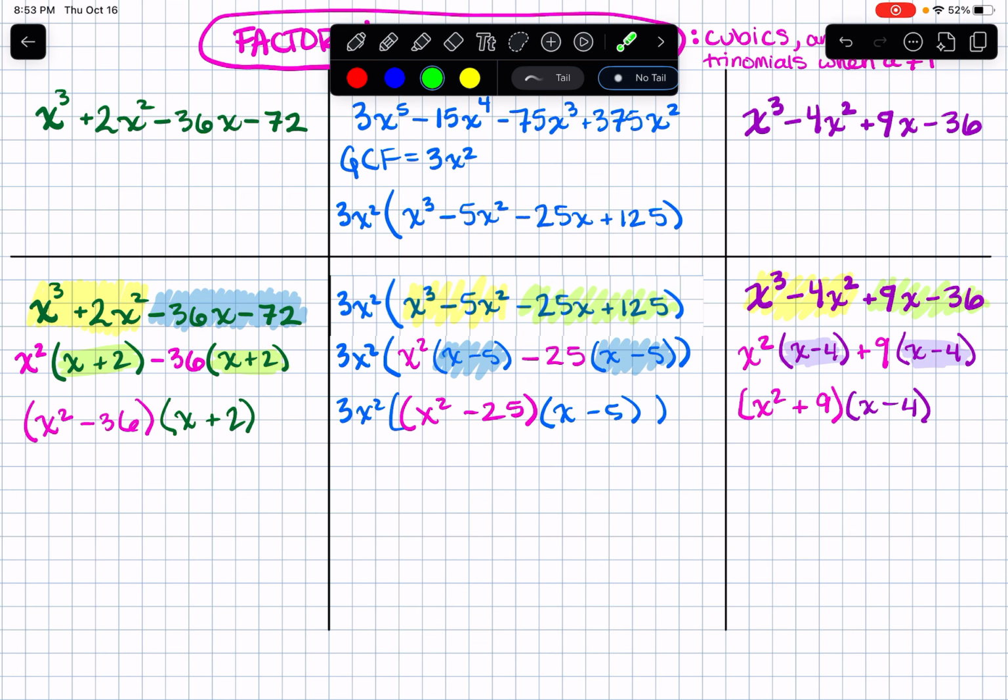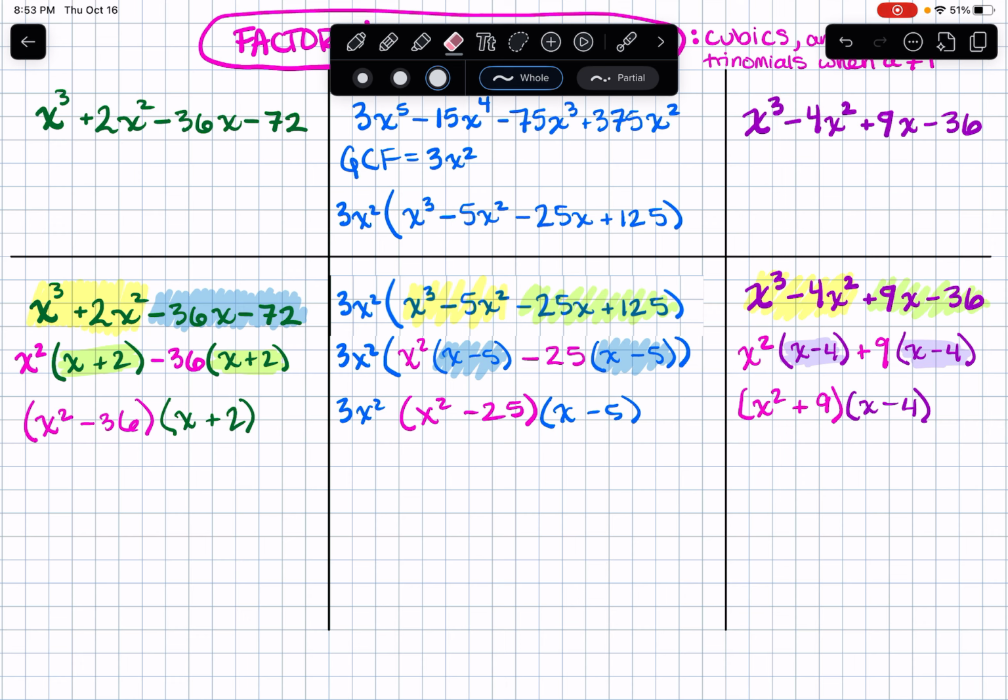What I want to ask myself at this point is to look at each of my individual factors and ask if any of them could be factored further. Sometimes this is possible, sometimes it is not. It all depends on the expression you're working with. So if I look at my first expression here, I have x squared minus 36 and I have x plus 2. X plus 2 cannot be factored any further. It's just a linear term and a constant term.